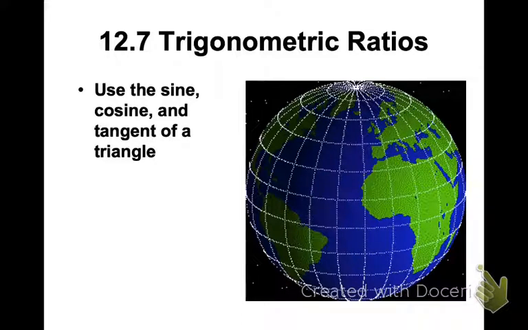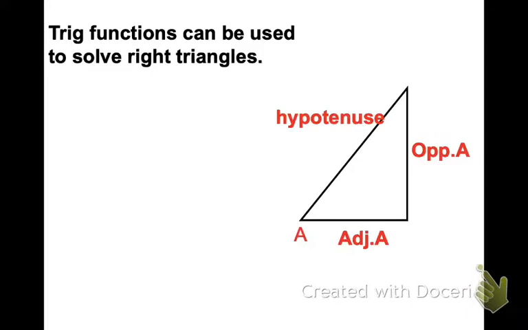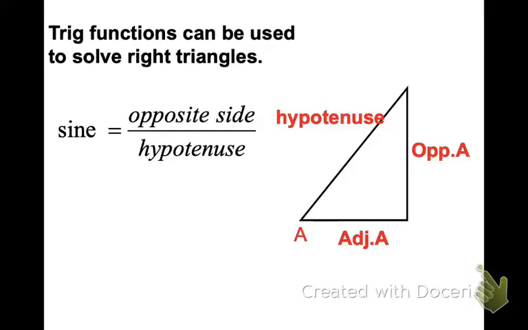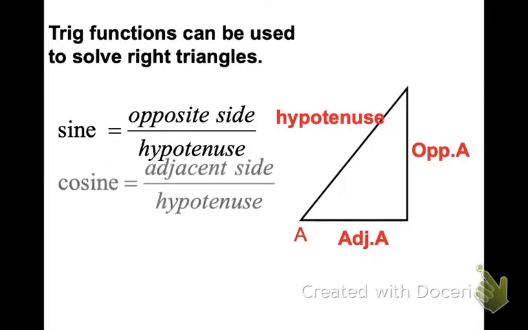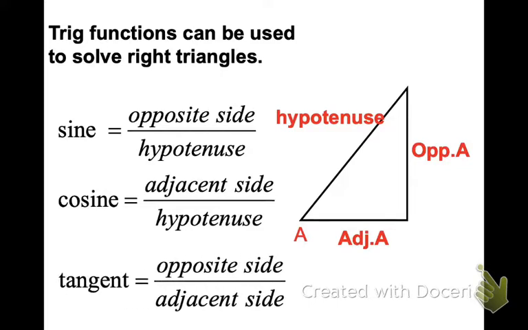In lesson 12.7, we're going to look at trigonometric ratios. And we did this earlier in the year, so it should be a review. Sine, cosine, and tangent. I'll just put them all and then we'll look. Okay, so sine, we know, is opposite over hypotenuse. Cosine, adjacent over hypotenuse. And then tangent is opposite over adjacent.